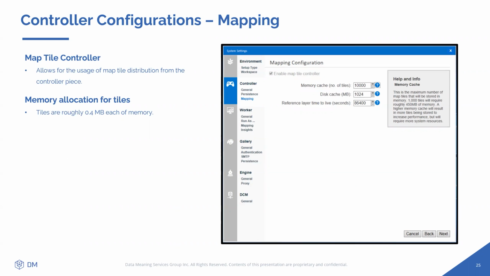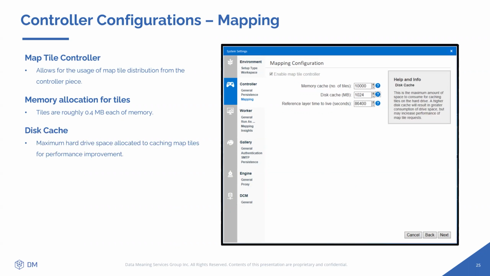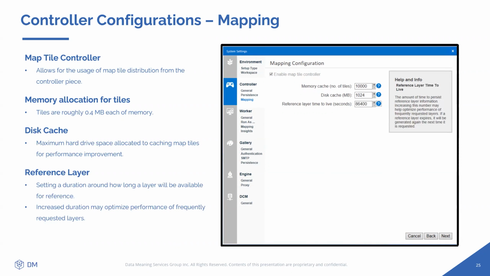So we have basically 0.4 megabytes of each tile. It's going to consume 0.4 megabytes of memory. This cache is going to be the maximum amount of space allocated for cache map tiles images. And reference layer time to live is the amount of time to maintain a map reference layer. So the map that we see in the background when we are doing some mapping analysis, and geospatial analysis too.